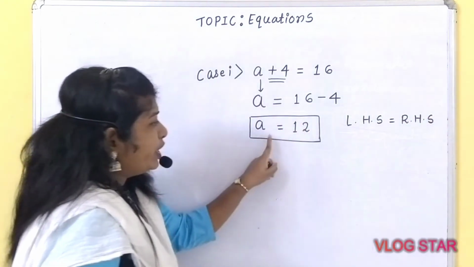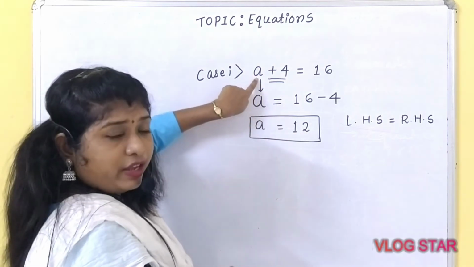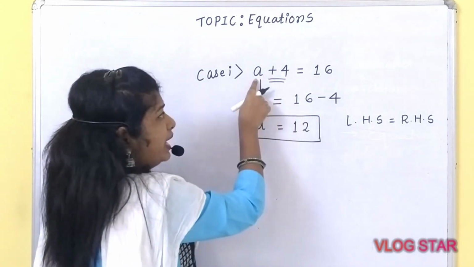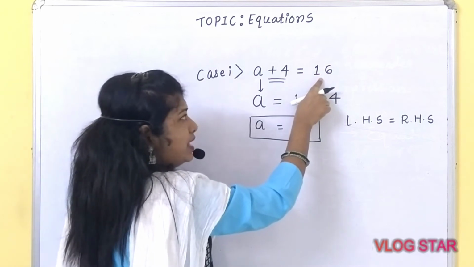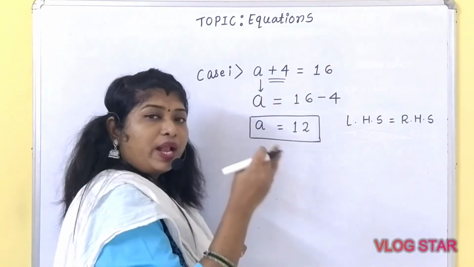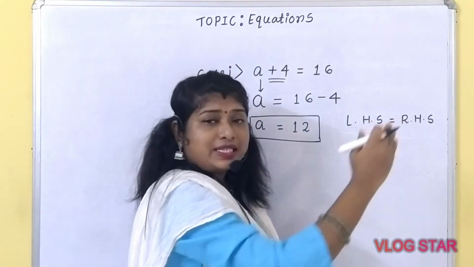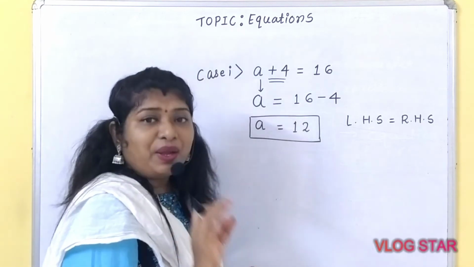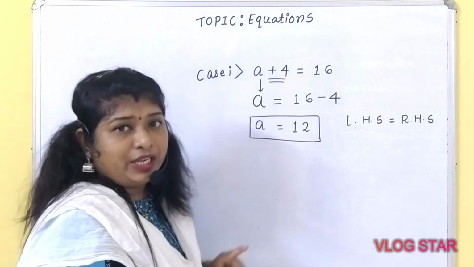So if you are going to substitute a is equal to 12 here, what will you get? 12 plus 4 is equal to 16. As you know, 12 plus 4 is 16. So 16 is equal to 16. It means that your answer is correct. I hope you have understood case number 1 related to equations.